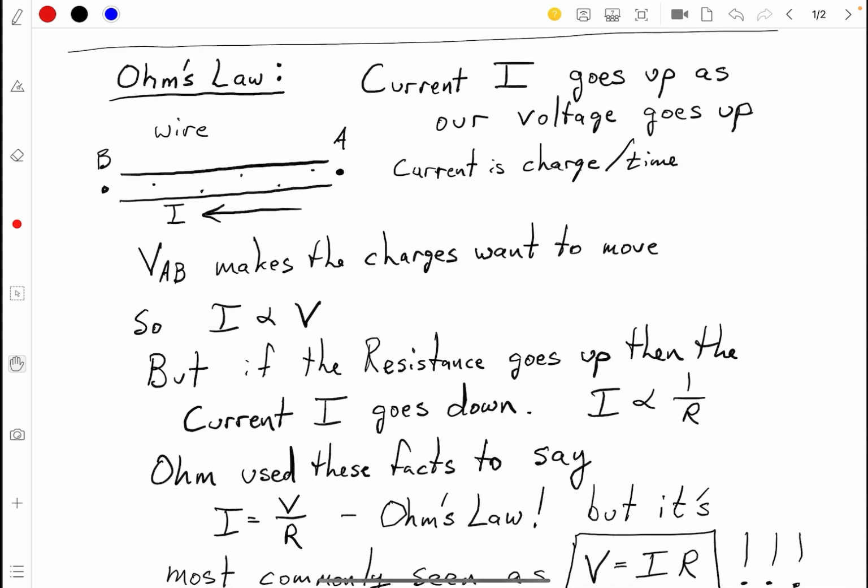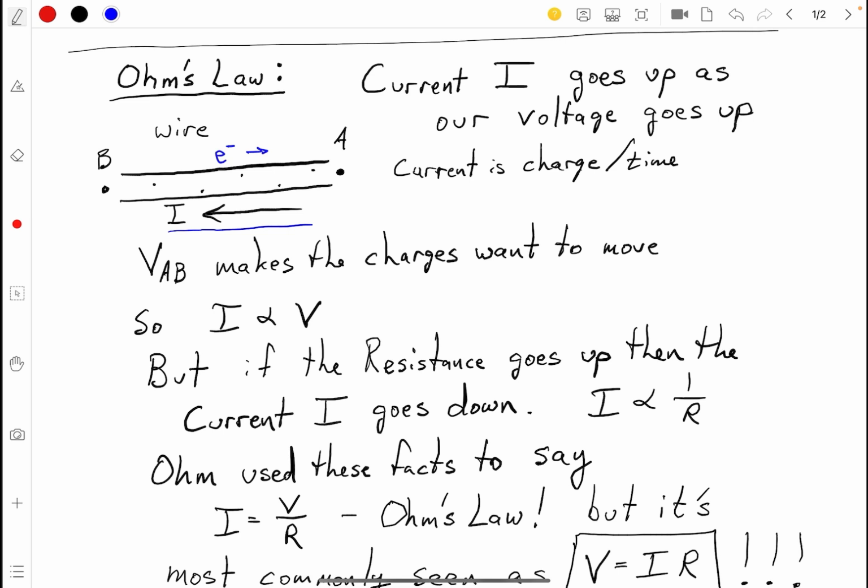So this leads us to Ohm's law. So let's talk about what's happening. If our electrons are moving to the right, then our current is to the left. Okay, so we can see this current I moving to the left. And if the temperature goes up, then our current is going to change. And we're going to talk about what's happening there.